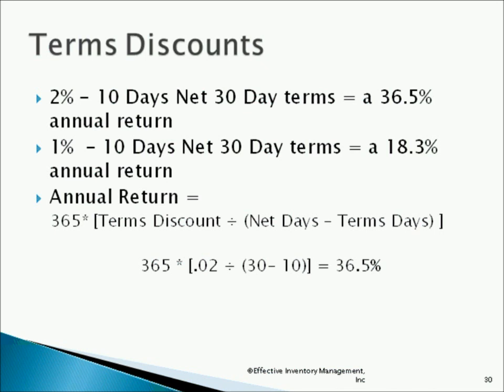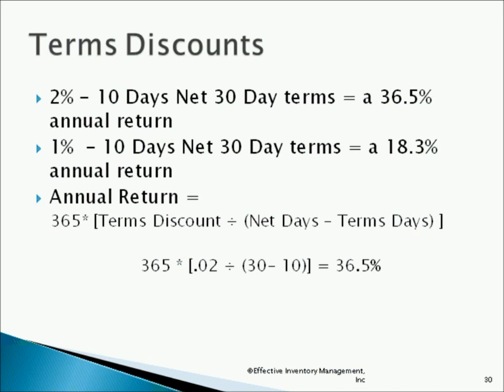A 2%, 10 days, net 30-day terms discount. Translated, that means you have a 2% discount off the total invoice if you pay in 10 days rather than 30 days, which is the net value, the net terms for that invoice. What does this mean? Well, the vendor's willing to give you a 2% return for you giving them money for 20 days. 2% for 20 days.